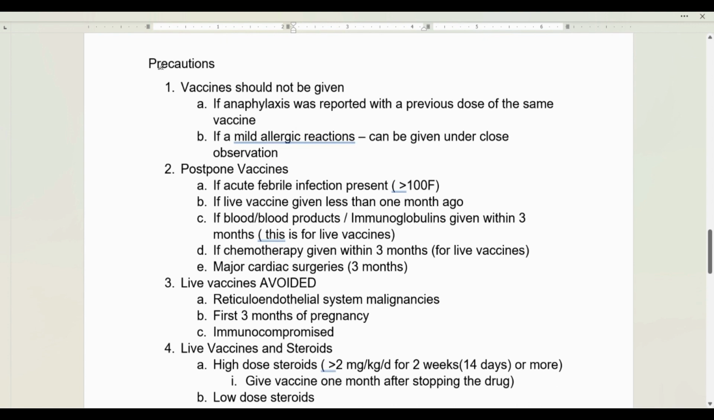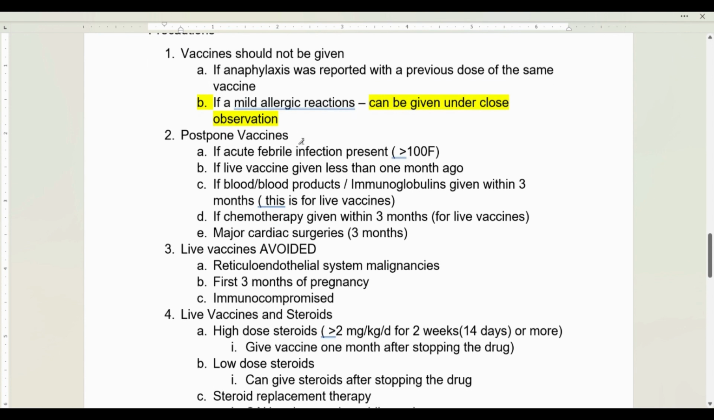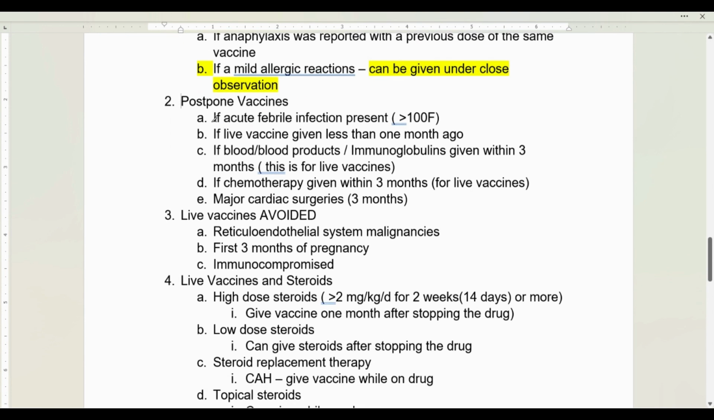So precautions. Vaccines should not be given if an anaphylactic reaction has occurred to the same vaccine with the previous dose. But if a mild allergic reaction has occurred, it can be given under close observation, especially at an ICU or HDU-like setting. We can give. So, when should we postpone the vaccines?